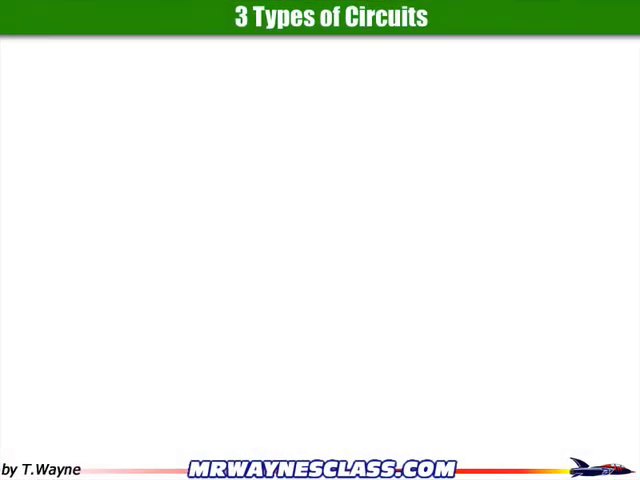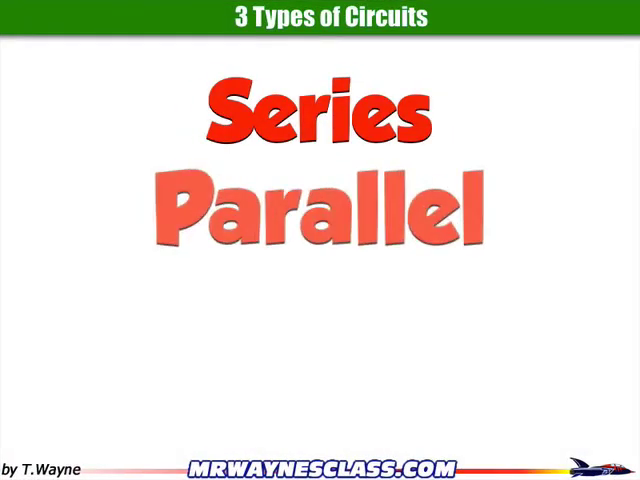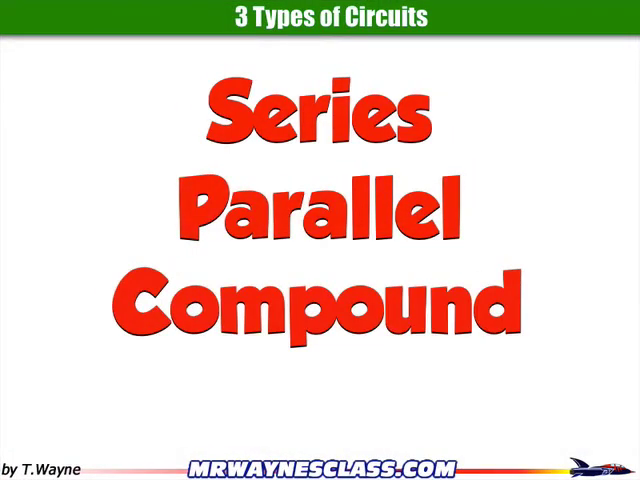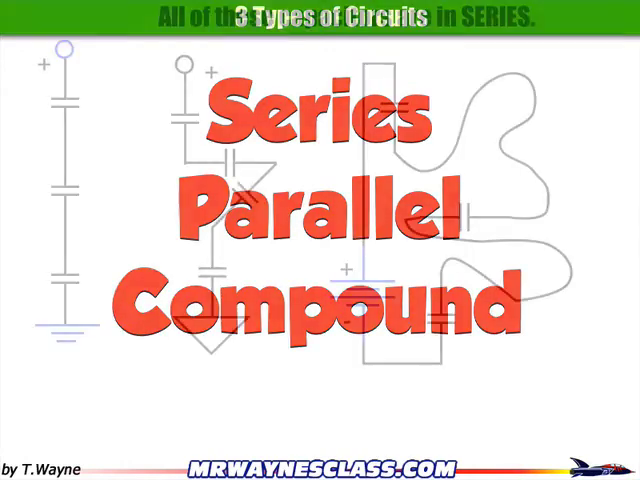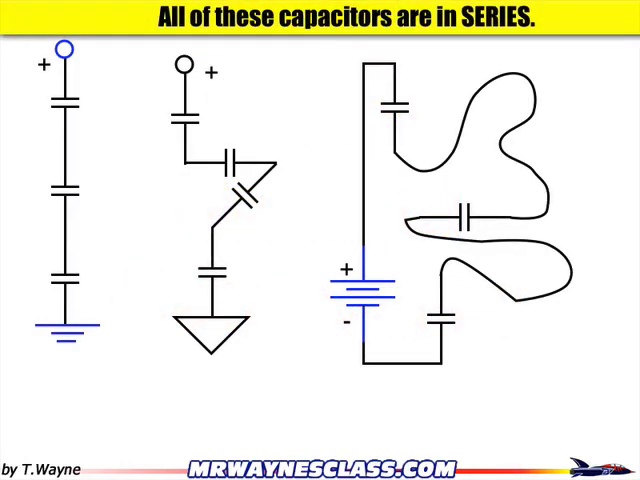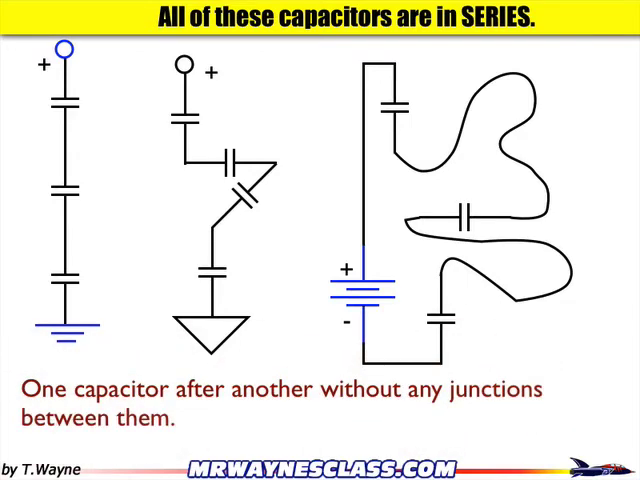There are 3 basic types of circuits: a series, parallel, and then a compound, which is made up of some combination of the two. So let's start looking at the circuits. To begin with, these are all in series. Series means one after another. TV series, mini series, world series, these are all events that happen one after another. So these capacitors are in series, and they occur one after another as you trace the wire down. The other thing about this is there are no junctions in between the capacitors.